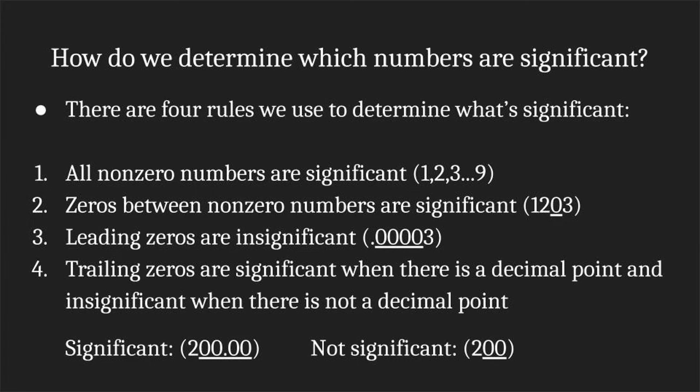And then, trailing zeros are significant when there is a decimal, and insignificant when there is not a decimal. So in 200.00, all of those zeros are significant because there's that decimal. While in 200, those zeros are insignificant because there is not a decimal.